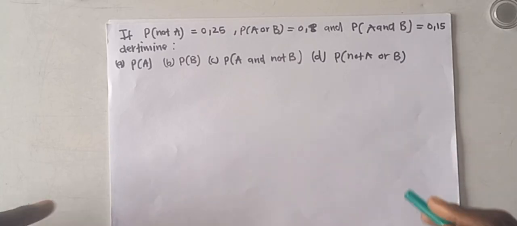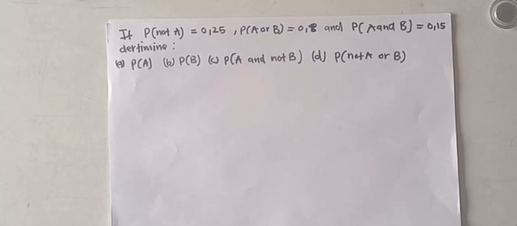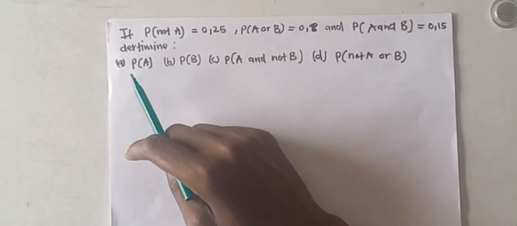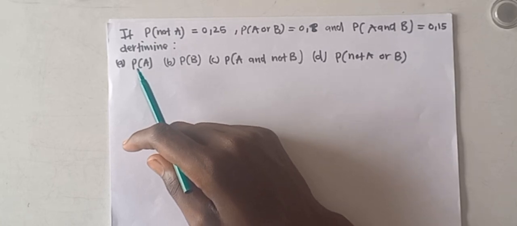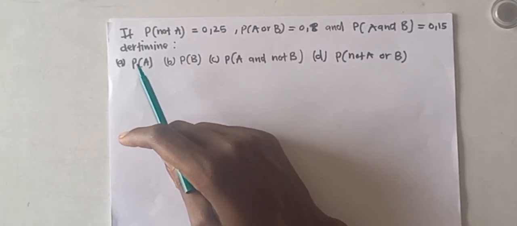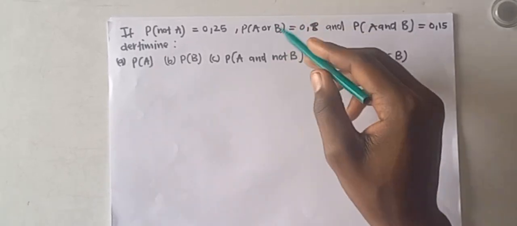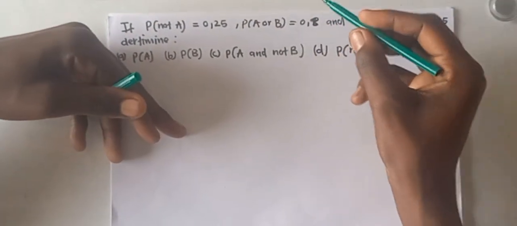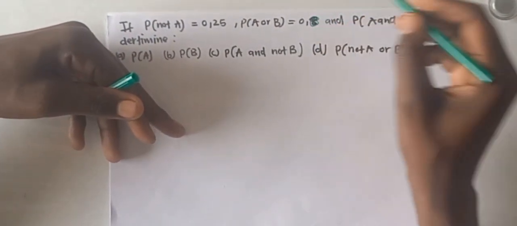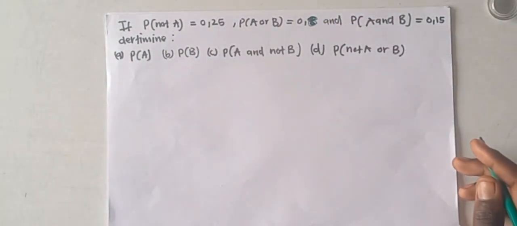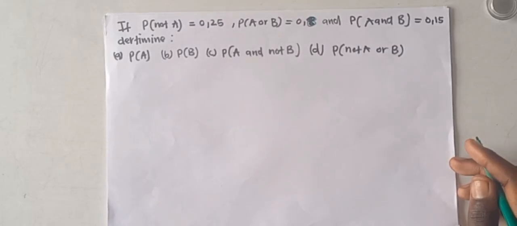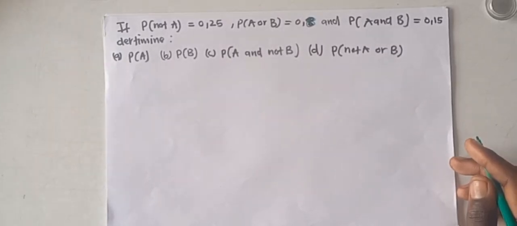You can pause this and try to do this question by yourself and see how far you get. So let's just do it. This one says that if the probability of not A is equal to 0.25, and the probability of A or B is 0.8, and the probability of A and B is 0.15, determine the probability of A.